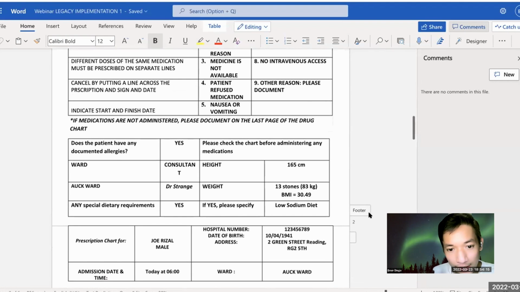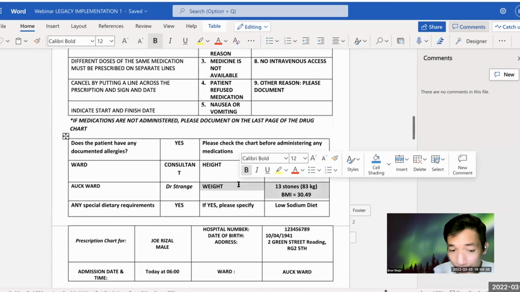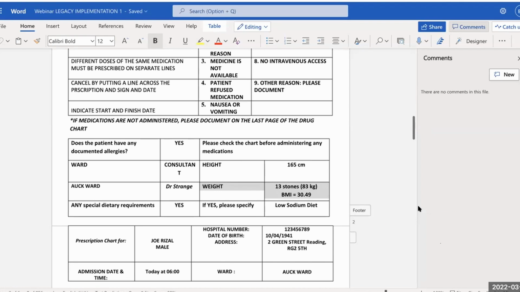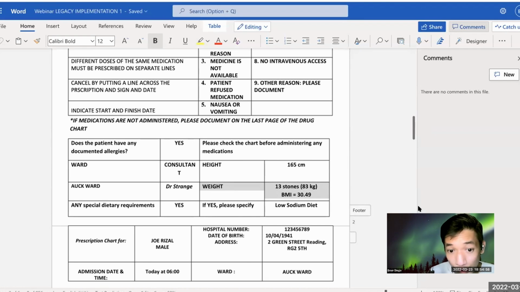Let me give you a tip, guys, for this part. The weight. We all know that we need the patient's weight before administering medication, so that the doctor can determine the appropriate dose and dosage of the medication. Dose and dosage refer to the strength of your medication and the frequency of administering it. Please do remember for paracetamol in the UK, 1 gram every 4 to 6 hours. But please remember the weight. If the patient's weight is below 50, you cannot give the full dose, which is 1 gram.